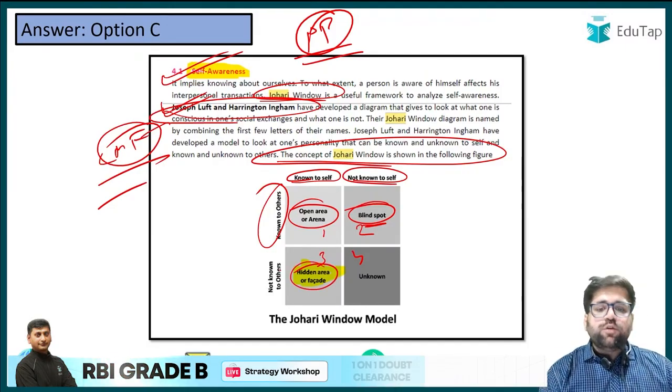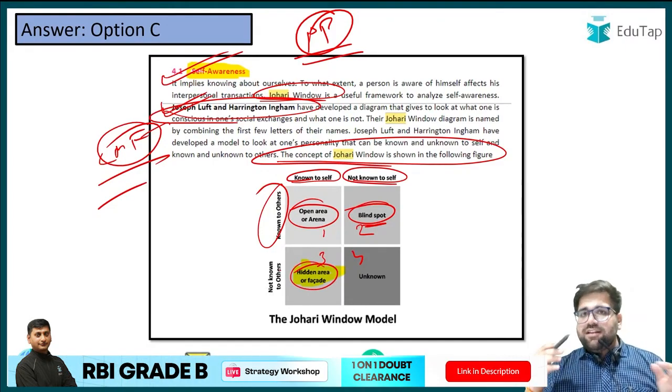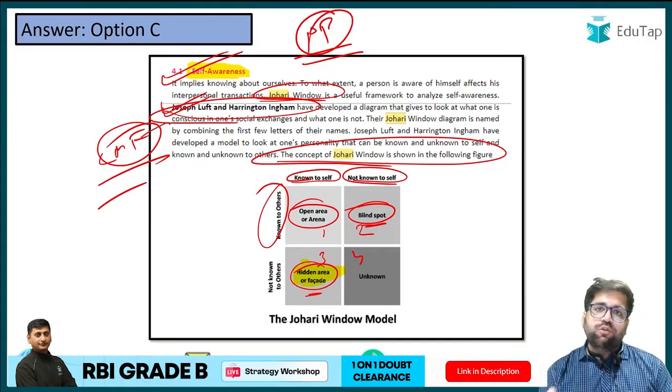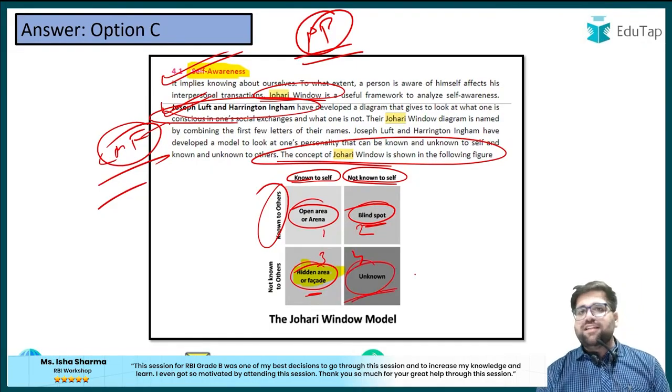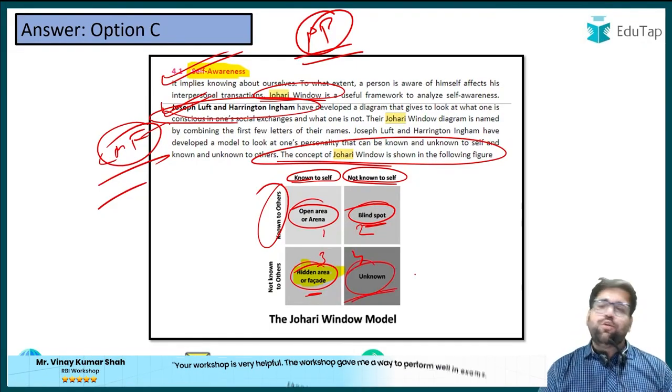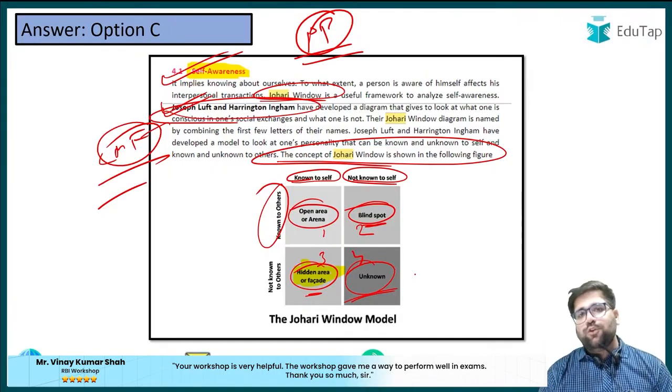The third is also known as hidden area or facet. Under this particular area, I will hide those qualities from the external public. So I know about myself, but the public doesn't know about me. And the fourth is unknown. No one knows anything about anyone. So you also don't know about yourself, and even the public doesn't know about you.